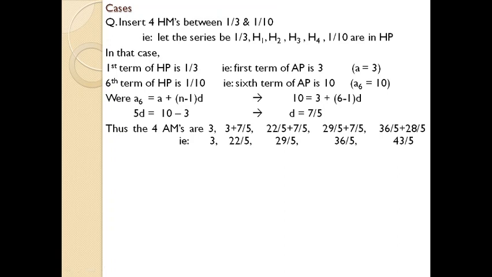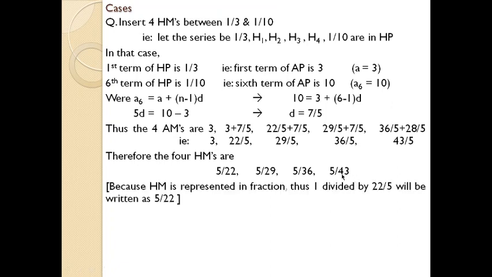I hope you understand the concept. Now you need to write the harmonic means, because the problem had been computed as per the arithmetic progression concept. You need to find out the harmonic means. Here the harmonic means will be 5 by 22, 5 by 29, 5 by 36, 5 by 43. Because here harmonic mean is represented in fraction. Thus 1 divided by 22 by 5, because we have already found that it is 22 by 5, 29 by 5, 36 by 5, 43 by 5.